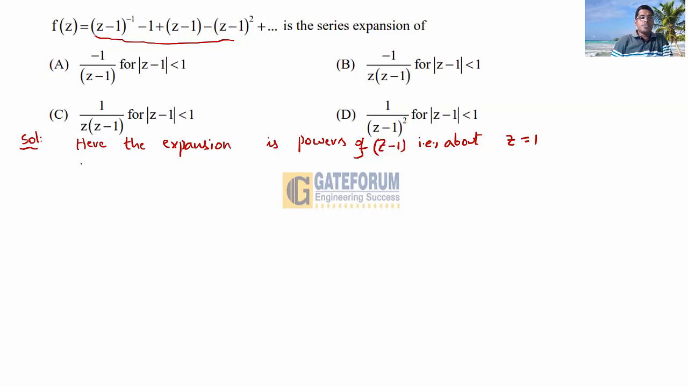Okay, now statement A: f of z is equal to minus 1 by z minus 1. So this has only a negative power of z minus 1, one term only, one negative power.